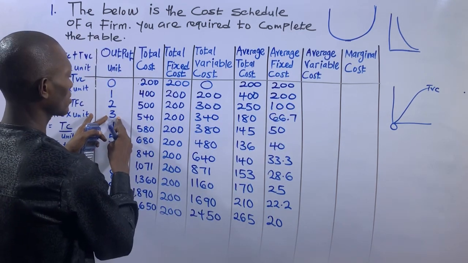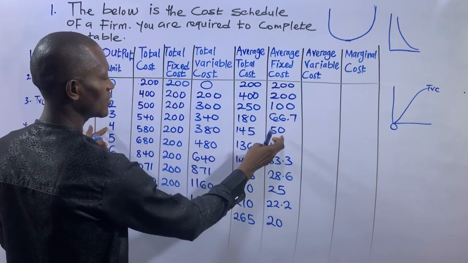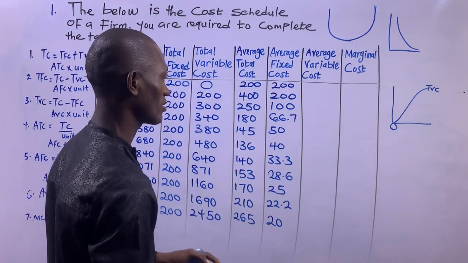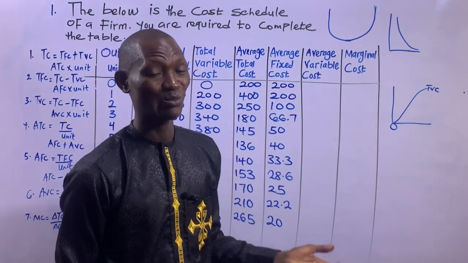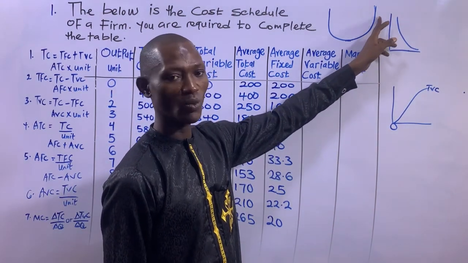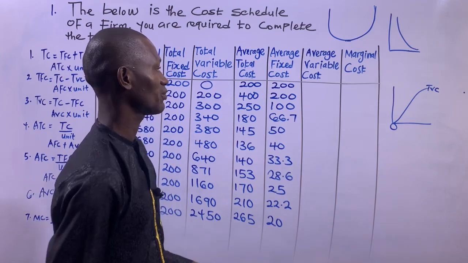For 3 units, it is 66.7. For 4 units, it's 50. So it will continue to decline like that as output increases. That's basically what we have. And we did say it is called an asymptotic curve. And the reason is just that it will neither touch the y-axis nor the x-axis. That's what we mean.